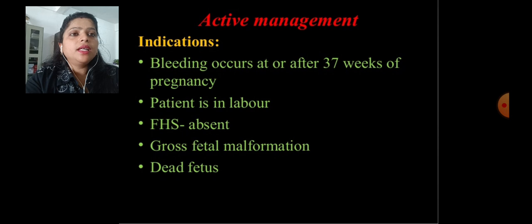What comes in the active management? In the active management, the indications are: bleeding occurs at or after 37 weeks of pregnancy, when the patient is in labor, when the FHS is absent. Here the fetal heart sound is absent, and gross fetal malformation is there, and the baby is dead, or the fetus is dead. So here we'll go for active management.